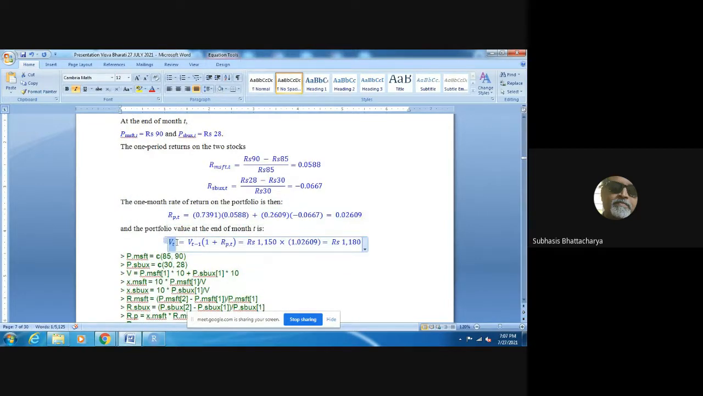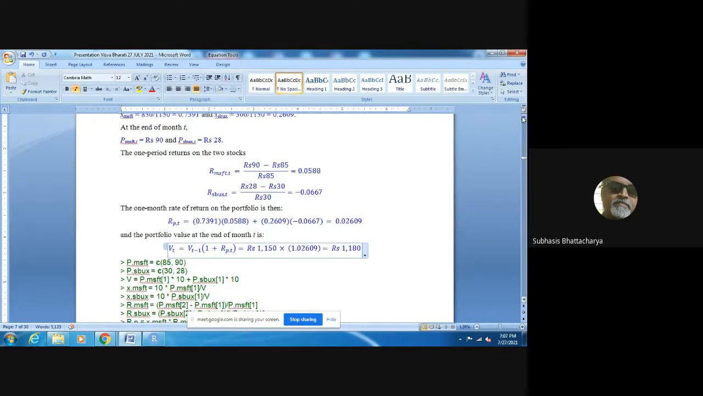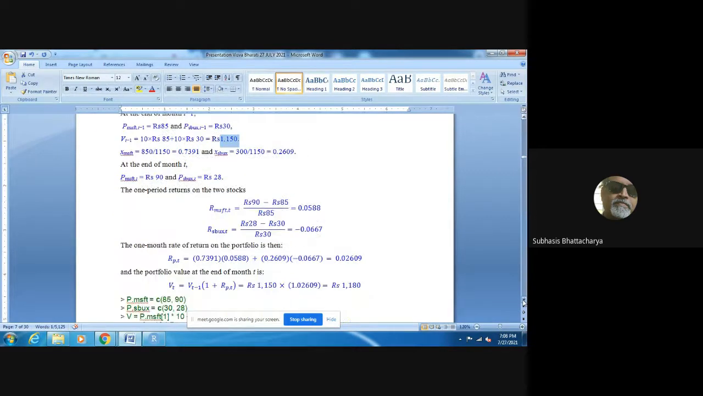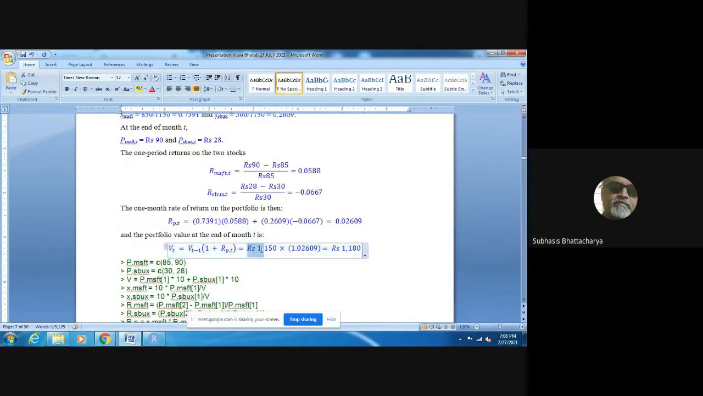So we consider this is the return, and what is the value of my 10 shares? They are not rupees 10, they are 10 shares. What is the return that 10 shares give us? That is V T minus 1 into this. What is my initial value? That is 1150, estimated earlier. This amount, this 1150, is V T minus 1. And what is the value of V T? This becomes this into that 1.2609, that becomes 1180. So only 30 rupees gain I find out.